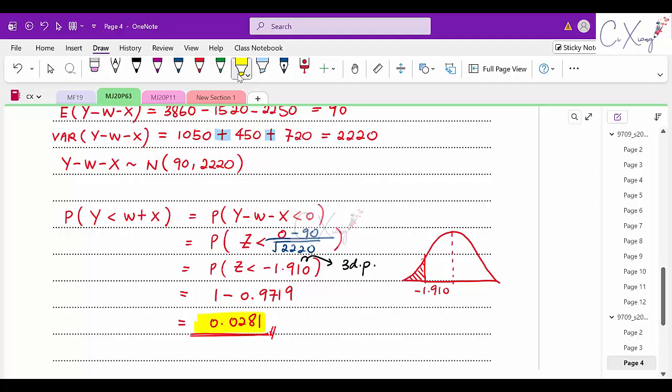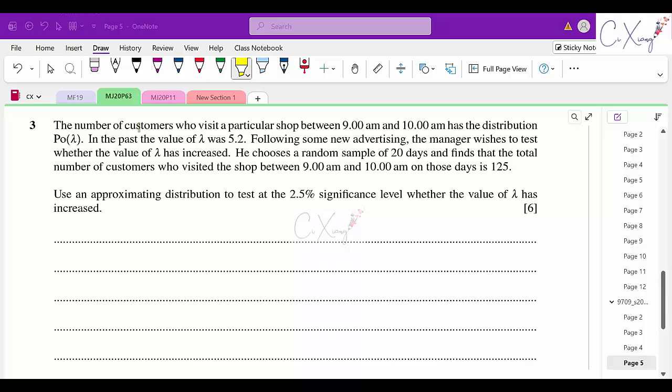Alright, so this is how we answer question number 2. Question number 3. The number of customers who visit a particular shop in a 1 hour duration has a Poisson distribution with mean lambda. And you need to take note that the lambda here is meant for the 1 hour interval, right? In the past, the value of lambda was 5.2.